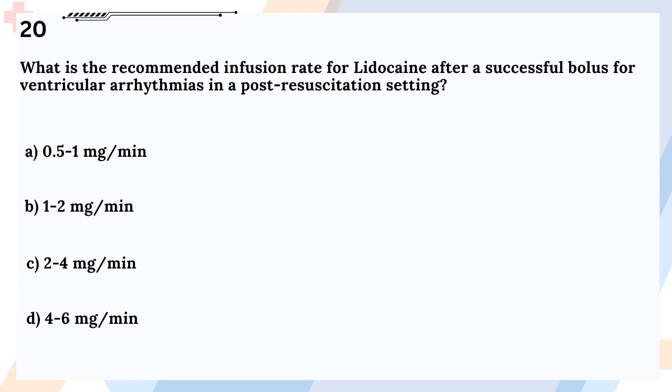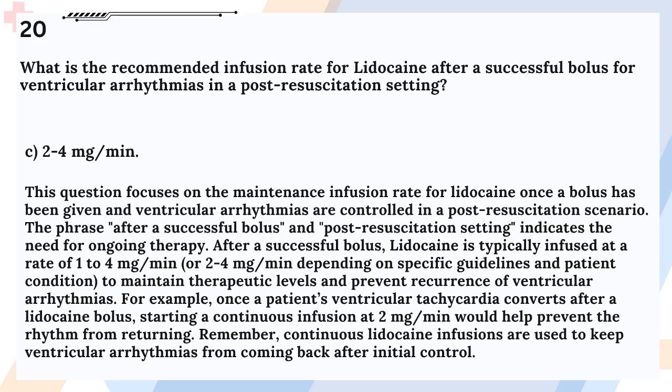Question 20. What is the recommended infusion rate for lidocaine after a successful bolus for ventricular arrhythmias in a post-resuscitation setting? A. 0.5 to 1 mg/min. B. 1 to 2 mg/min. C. 2 to 4 mg/min. D. 4 to 6 mg/min. Answer: C. 2 to 4 mg/min.